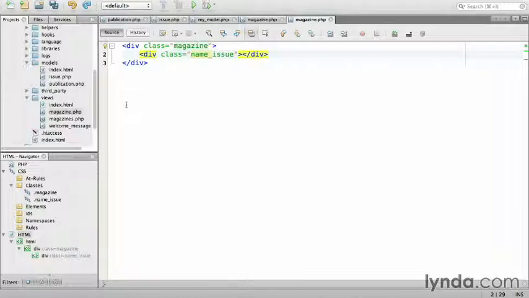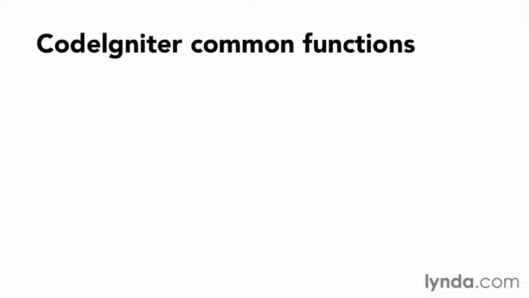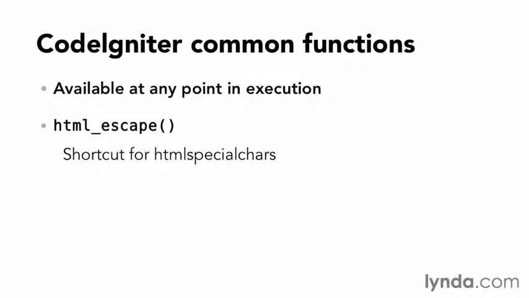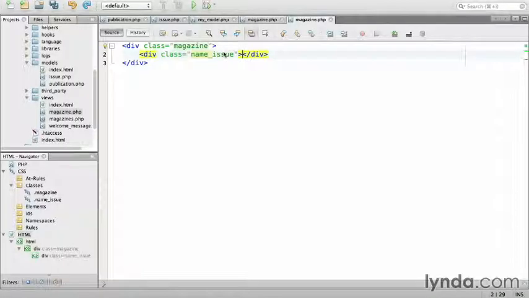I'm going to echo the publication name, but as a developer, I know that I can't ever trust user input. To sanitize the display, I'll use a CodeIgniter common function. Common functions are available at any point during execution. In this instance, I'll use HTML escape, which is a shortcut for HTML special chars. HTML escape accepts either an array of input or just a string. When I pass an array of data to the view, CodeIgniter makes each key available as the variable with the same name.